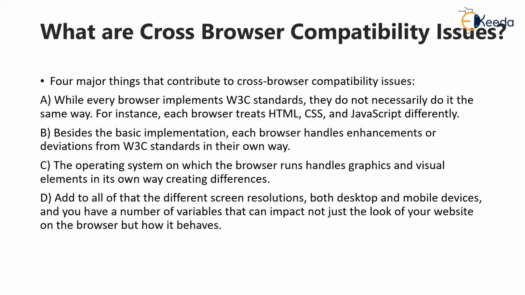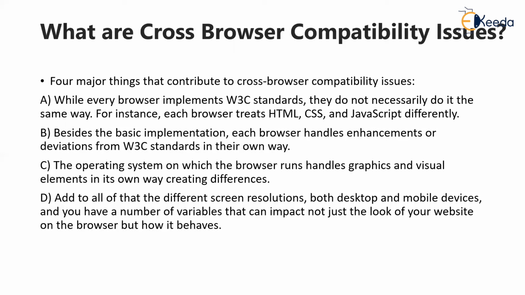Let's see now what the cross-browser compatibility issues are. Four major things contribute to cross-browser compatibility issues. First, while every browser implements W3C standards, they do not necessarily do it the same way. For instance, each browser treats HTML, CSS, JavaScript, and other scripts differently. Besides the basic implementation, each browser handles enhancements or deviations from W3C standards in its own way. The operating system on which the browser runs handles graphics and visual elements in its own way, creating differences.